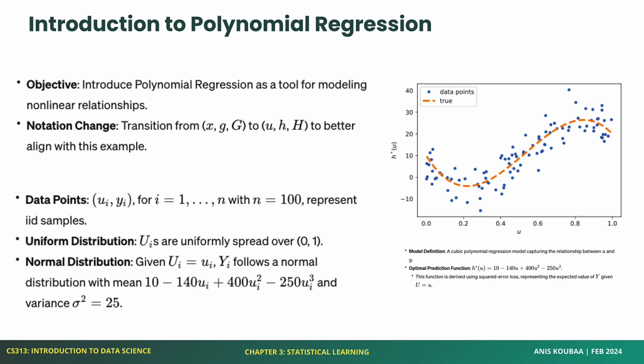And we're going to apply this on the example of polynomial regression, which is just a generalization of linear regression. So a linear regression is a polynomial regression, but with an order of 1. Okay, ax plus b. And we're going to use a slightly different notation. Instead of x, we're going to use u. Instead of j, h, and instead of capital J, the capital H, just to better align with this example.